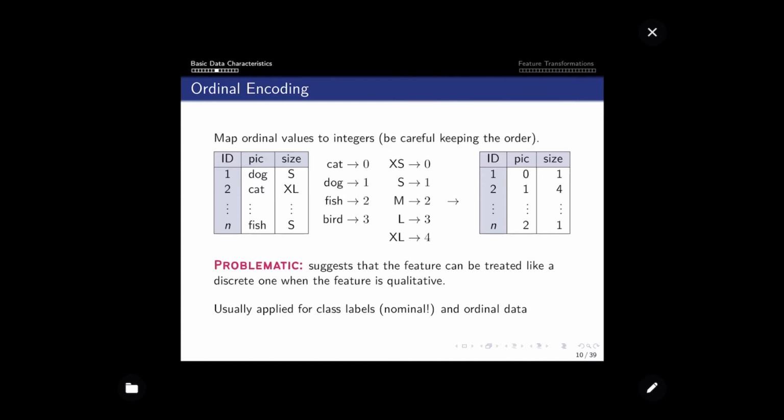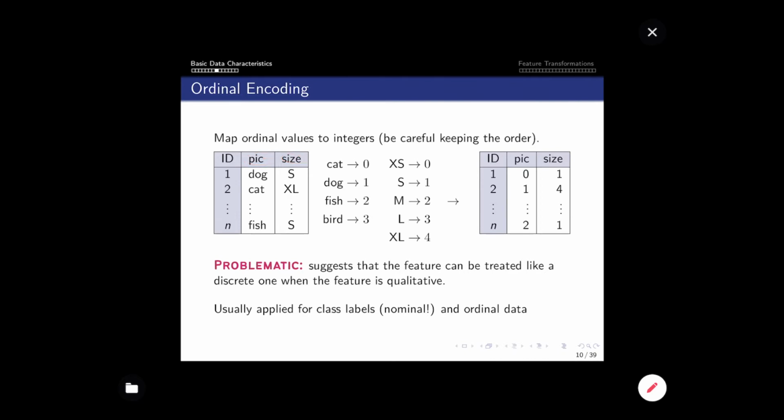So the first encoding we discuss is ordinal encoding, and this is also usually used for ordinal data. And basically what it does is to map ordinal values to integers. So for example, you have here these two features: a picture, showing what the picture basically is, with some categories, and this other feature here, size, which is actually an ordinal feature because it has an order.